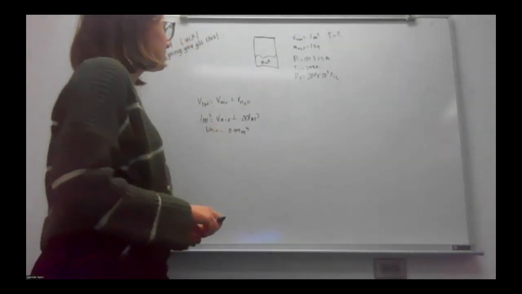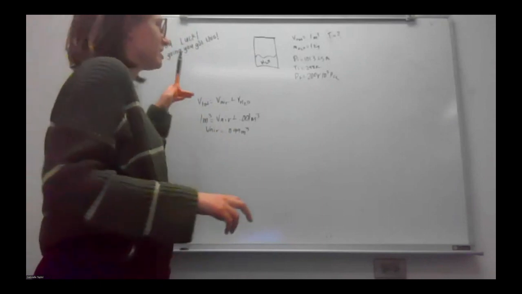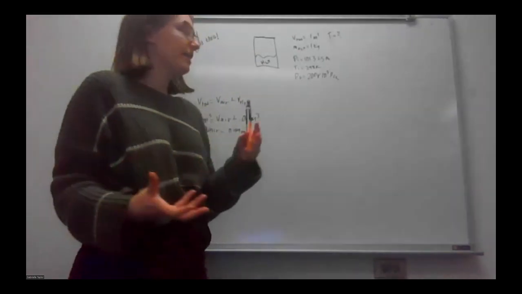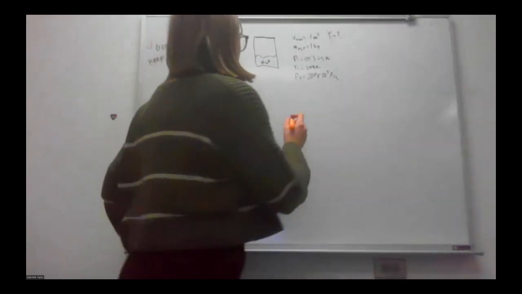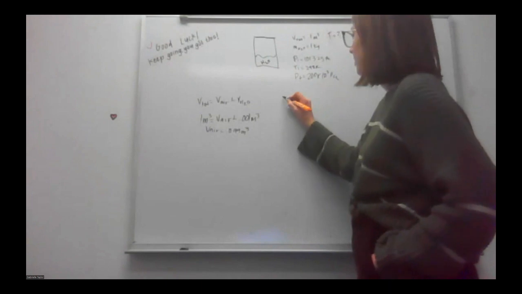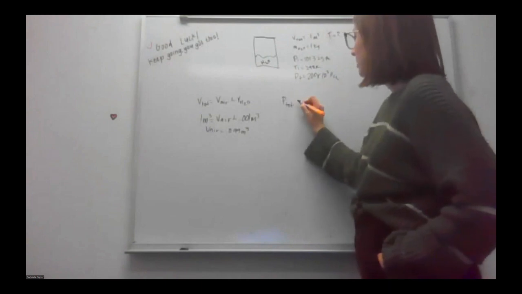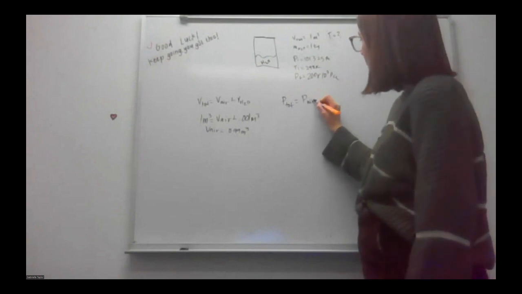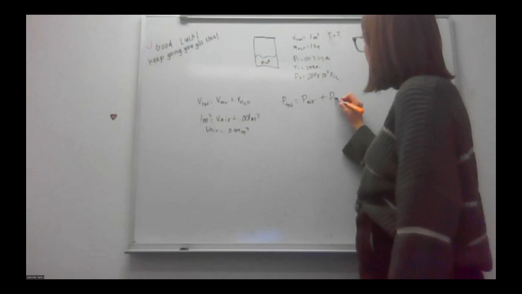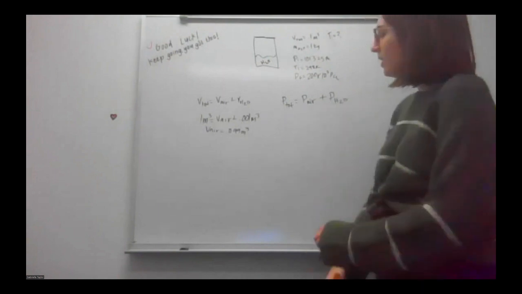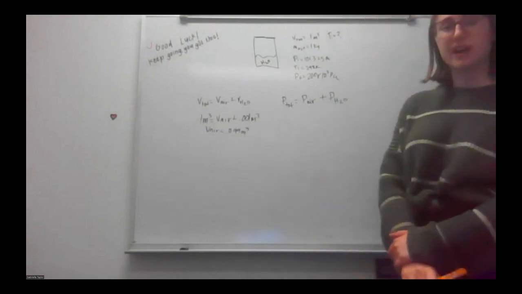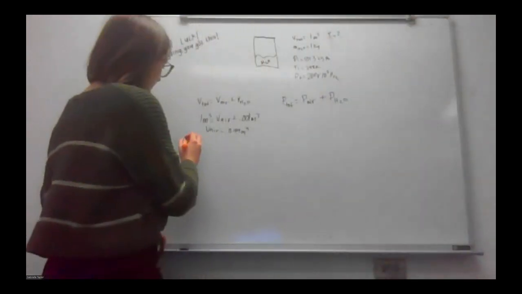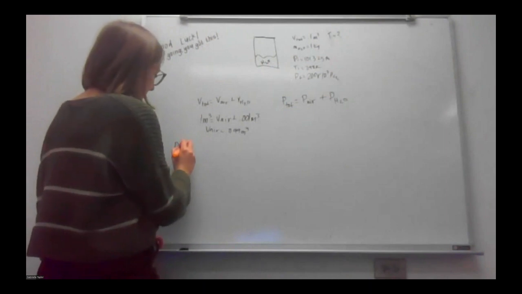Next, just like volume, the total pressure is going to be the pressures of the air and the water vapor. So let's write over here: our pressure total equals the pressure of our air plus the pressure of H2O. Okay, so I'm going to do the pressure of air first.